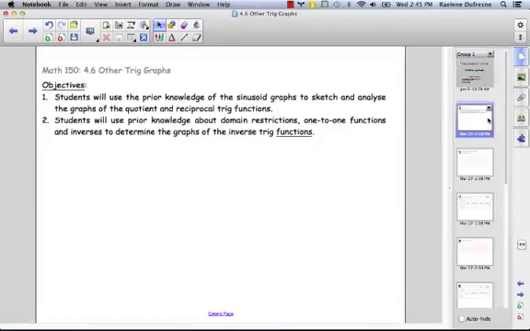Today we're going to look at building the four remaining trig function graphs, the tangent, the cotangent, the secant, and the cosecant, based on the prior knowledge of the sinusoid graphs, and analyze those graphs because they are the quotient or reciprocal functions of the sinusoids. And we will also analyze these graphs based on domain restrictions, one-to-one functions, and inverses, so that we can then determine the graphs of the inverse trig functions.